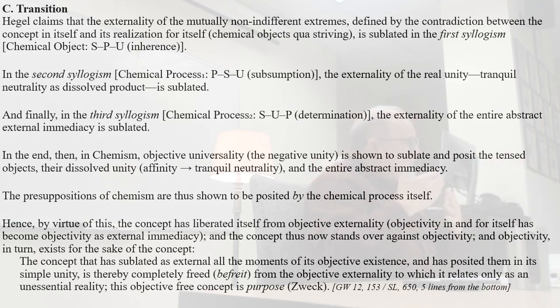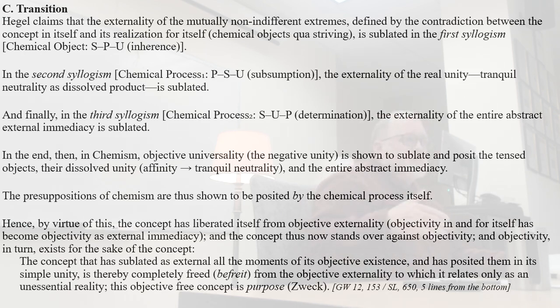So now, little by little, the concept is standing over against what it has produced, literally everything else. So the concept qua process, standing over against it. The presuppositions of chemism are thus shown to be posited by the chemical process. Chemical objects are not caught up in the chemical process they are produced by. Hence, by virtue of this, the concept has liberated itself from objective externality. It was submerged in it, into being in and for itself.